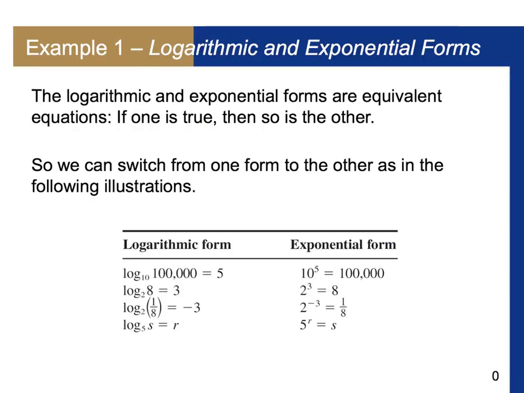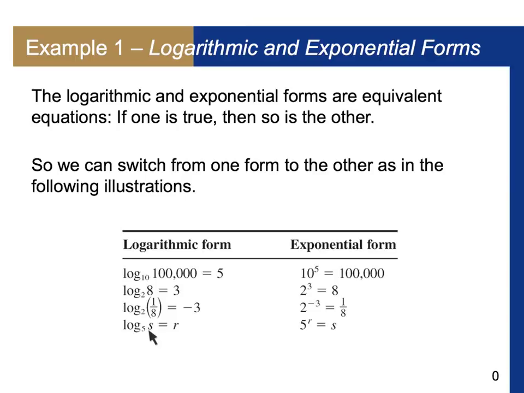So if we have log base 10 of 100,000 equals 5, we can say 10 to the 5 equals 100,000. I'm doing that little thing where I start at the base and cross the tracks twice. So 10 to the 5 equals 100,000. 2 to the third equals 8. 2 to the minus 3 equals 1/8.